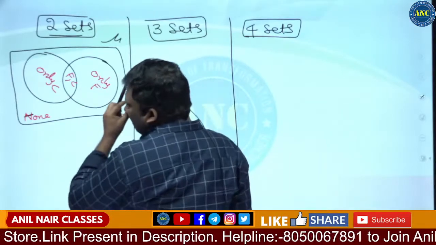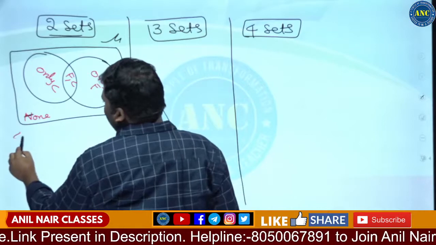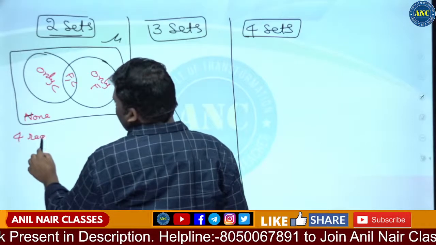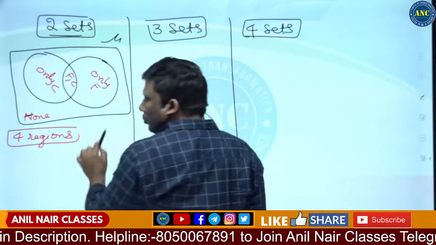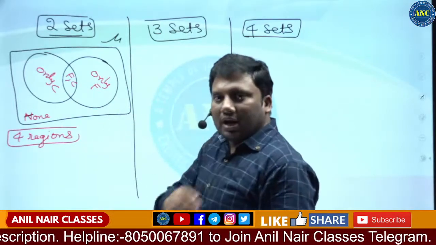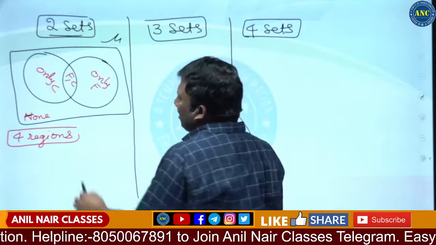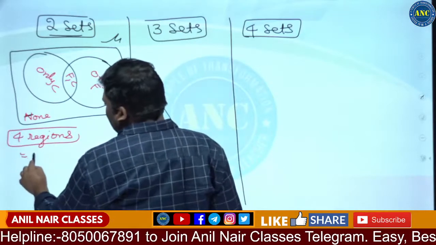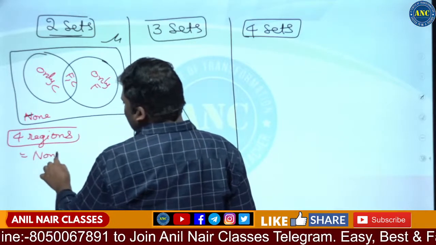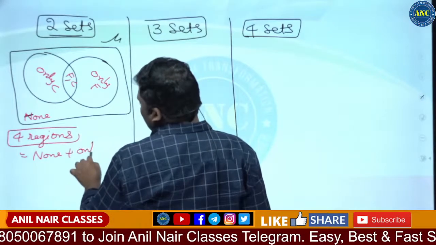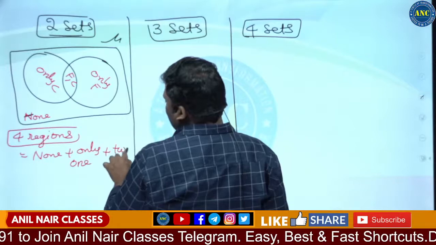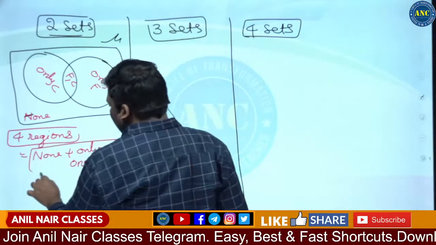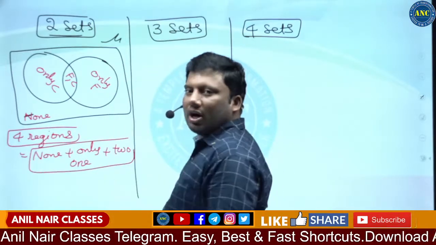Totally, how many are there? Totally I got 4 regions. What are those 4 regions? One is the none region, then only one, and then both. None plus only 1 plus 2. Are you all with me?